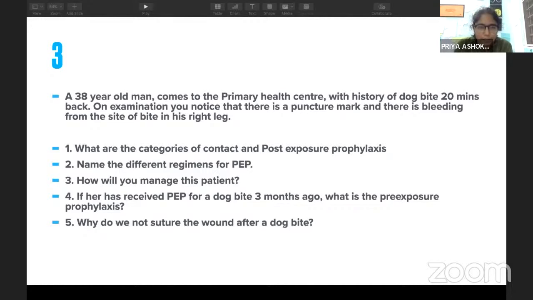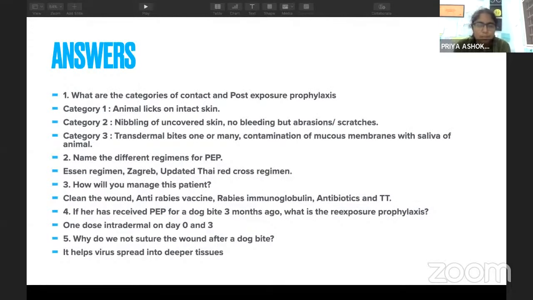You've answered everything. First one is three categories of dog bites. One is the animal just licks on intact skin. Second one is there is nibbling, abrasion, scratches, but no bleeding. Third one is there is a transdermal bite and there is bleeding. So here the different regimens are, you didn't answer question number two, no? Yes, I won't give you 2 points there.